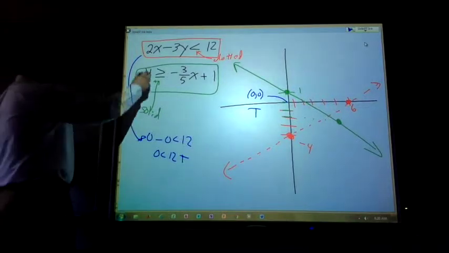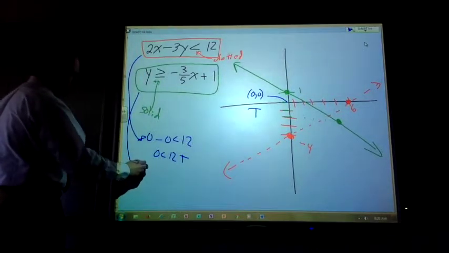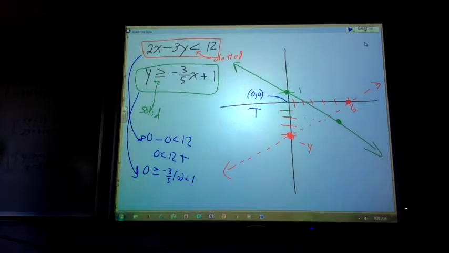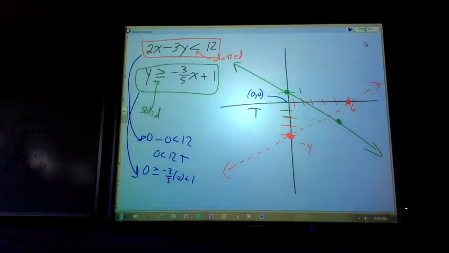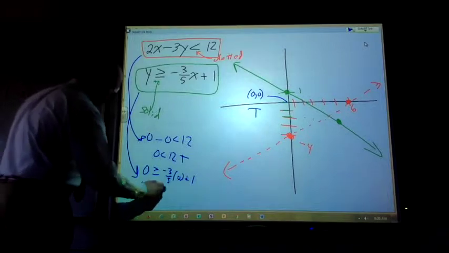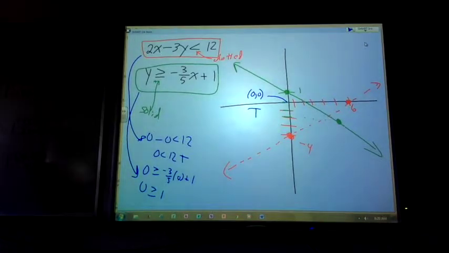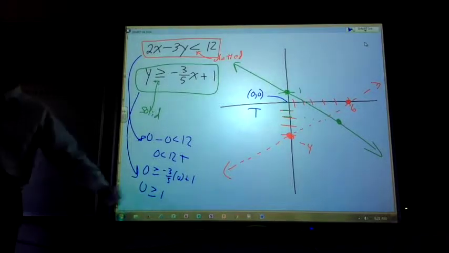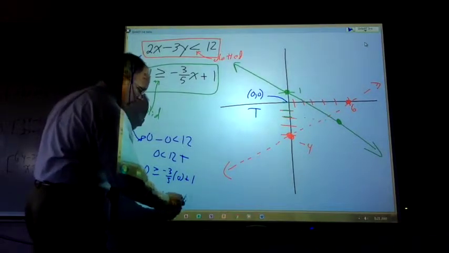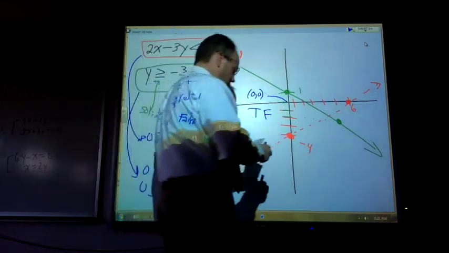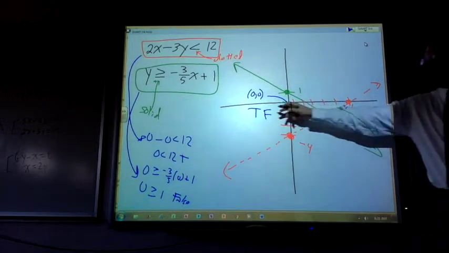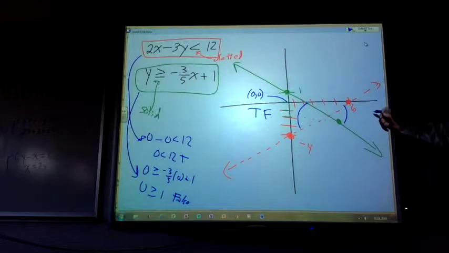So I'm going to take that 0, 0 and plug it into this one as well. And I'm going to get 0 is greater than or equal to negative 3/5 times 0 plus 1. Mackenzie again, negative 3/5 times 0 is how much? 0. So 0 is greater than or equal to 1. Zero is greater than 1? Less than? So that's false, right? So this gives me a false statement. So if I have true, false over here, Karen, what would this region be over here then?